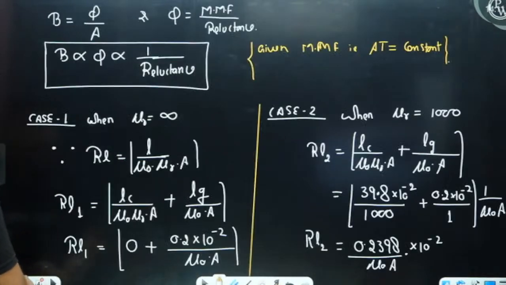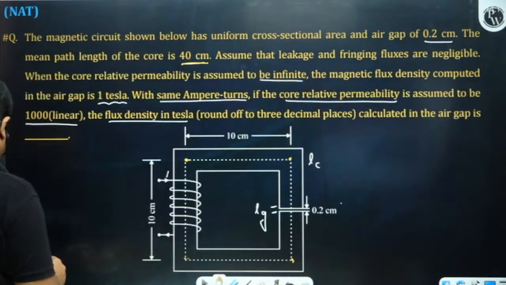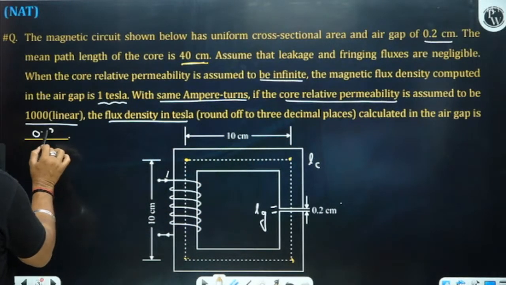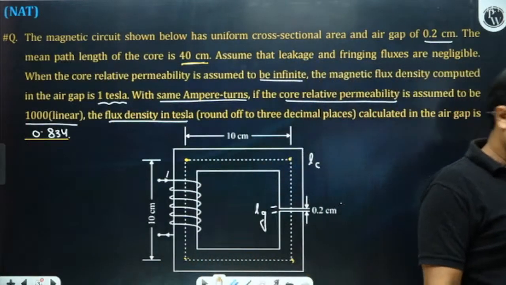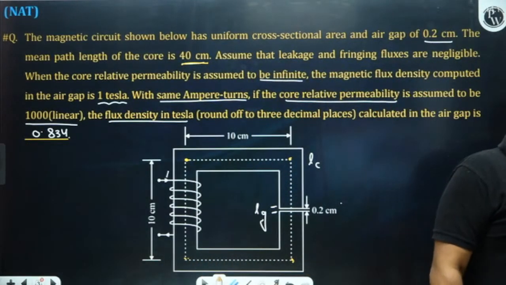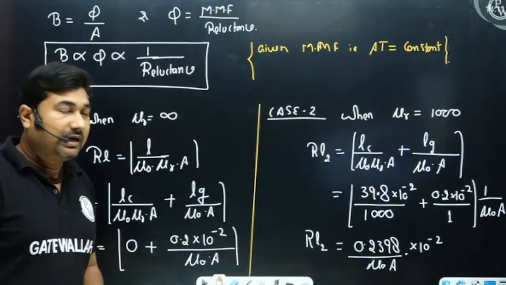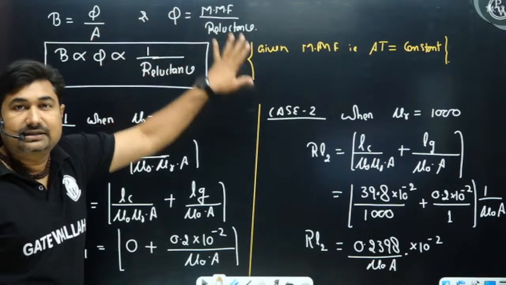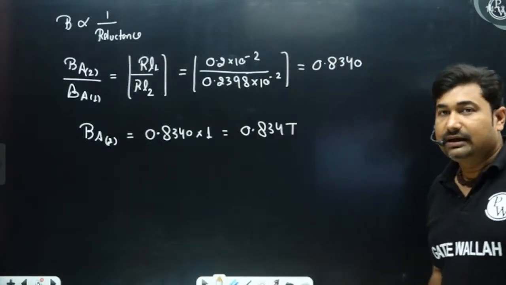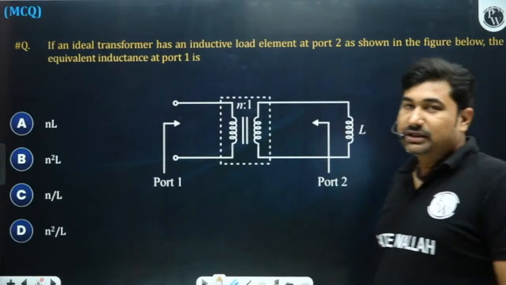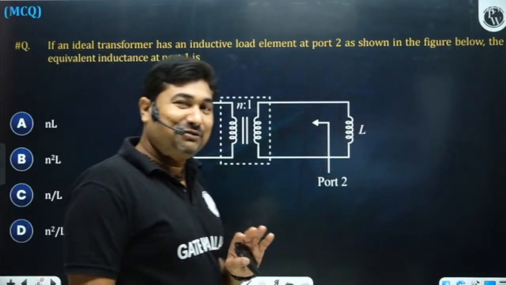Hoping all of you are able to understand this question perfectly. You have to round off up to 3 decimal digits, so 0.834. How many of you are able to understand this question perfectly? These relations are very helpful for solving questions based on the basic magnetic circuit. Let's move to the next question. Please observe this one. If the question is very easy, I need the answer from your side.